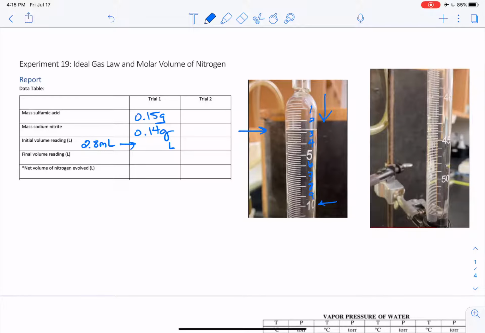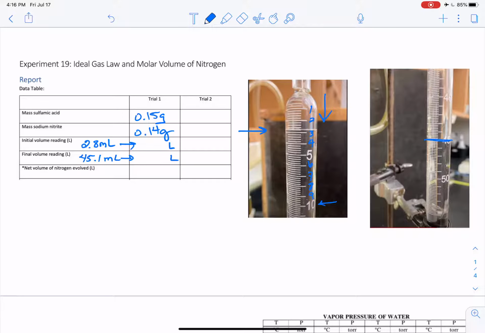Now, the next line says the final volume. And this one's a little bit harder to see, but to me it looks like it's right about there. So you guys go ahead and enlarge the video and see what your reading is. And I'm just going to guess maybe it's 45.1 milliliters. And then I'm going to need to convert that to liters because in our gas laws, we always use liters.